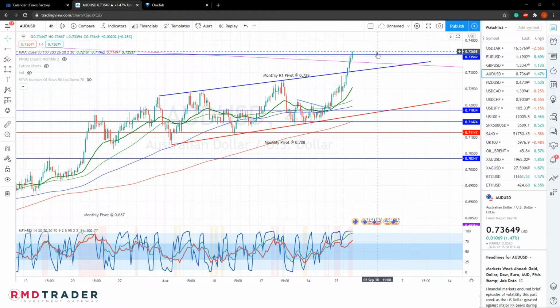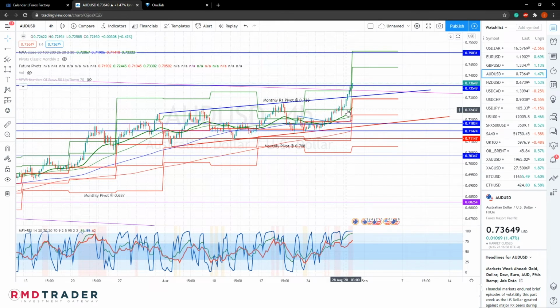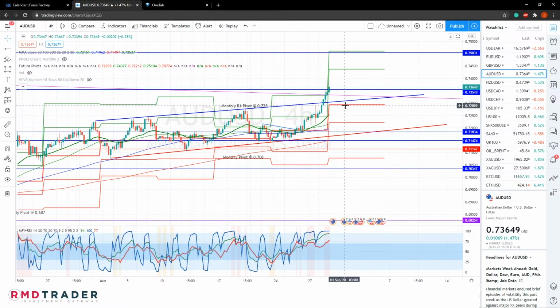Support will now be at 0.727, so that would be around this area over here, which was the previous swing high, and also I believe that would be the area very close to our weekly pivot at 0.729. So let's just say 0.73 would be the new area of immediate support.